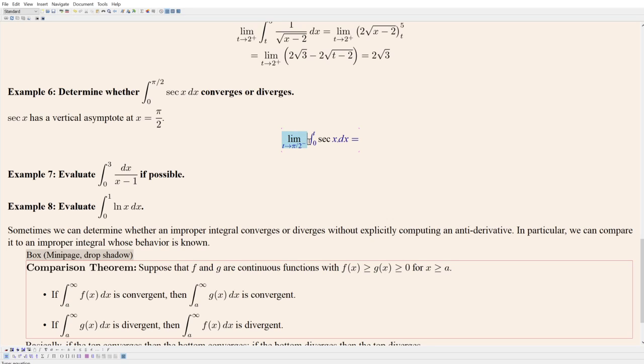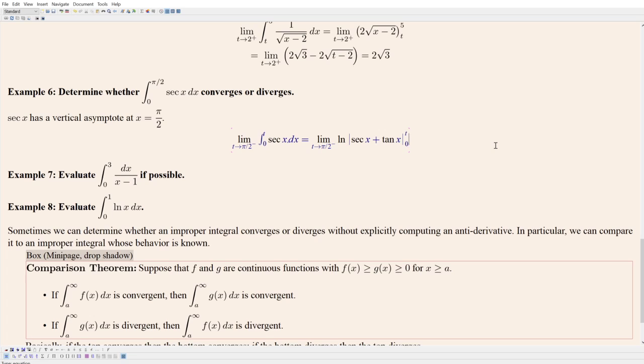So, what is the antiderivative of secant? Well, that's one of those that you just have to look up, unless by some miracle you've actually memorized it. So this ends up being natural log of secant plus tangent. Yeah, that's correct. Evaluate that between 0 and t.